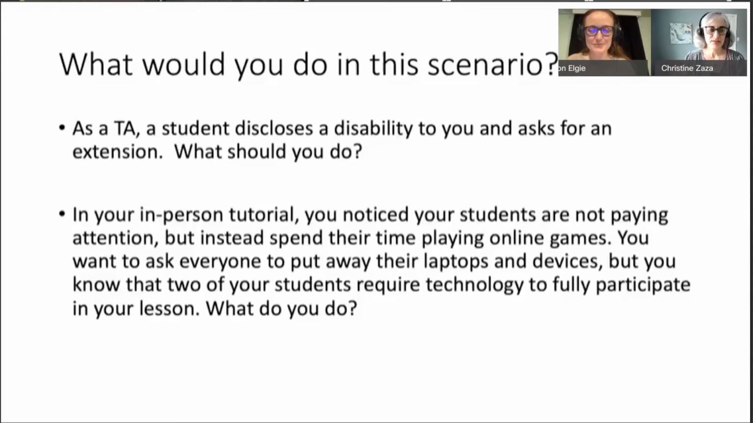So let's move on to the second scenario. In your in-person, face-to-face tutorial, you noticed some students are not paying attention, but instead spending time playing online games. You want to ask everyone to put their laptops and devices away, but you know that 2 of your students require technology to fully participate in your lesson. So in other words, use of a laptop would be an accommodation. What do you do? How do you handle the situation? And you can raise your hand or type in the chat, whatever you're more comfortable with.